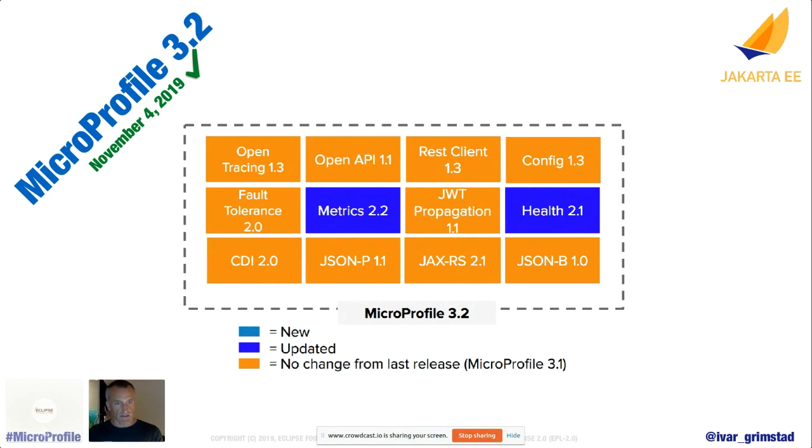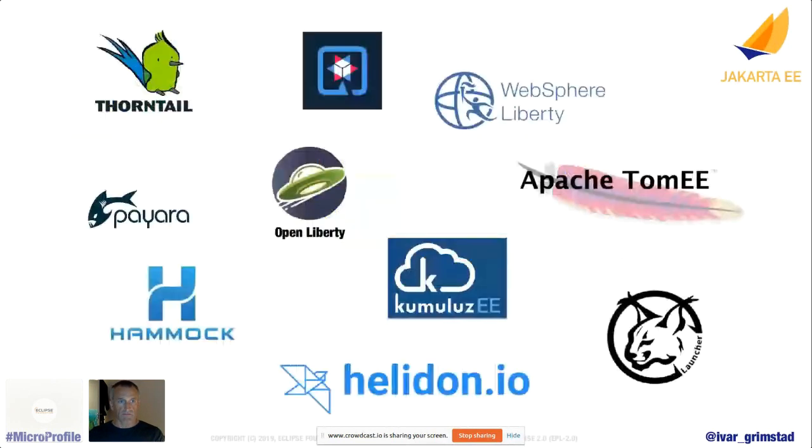So these are the APIs that MicroProfile consists of. They are based on the 4 core APIs from Jakarta EE, which are CDI, JSON-P, JAX-RS, and JSON-B. And on top of this, there are these cloud-native APIs that are useful for creating microservices. I'll go through each of these in detail when we get to the demo.